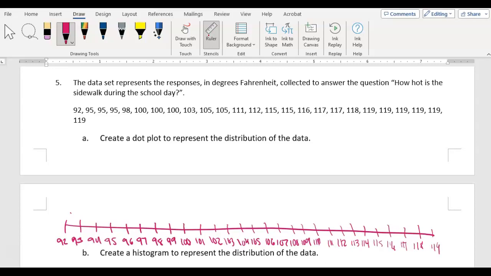So 92, we have 1 value. 95, we have 3 values. 1, 2, 3. 98, we have 1 value. 100, we have 3. 1, 2, 3. 103, we have 1. 105, we have 1. 111, we have 1. 112, we have 1. 115, we have 2. 116, we have 1. 117, we have 2. 118, we have 1. And 119, we have 1, 2, 3, 4, 5. Okay. That's what our dot plot is going to look like.